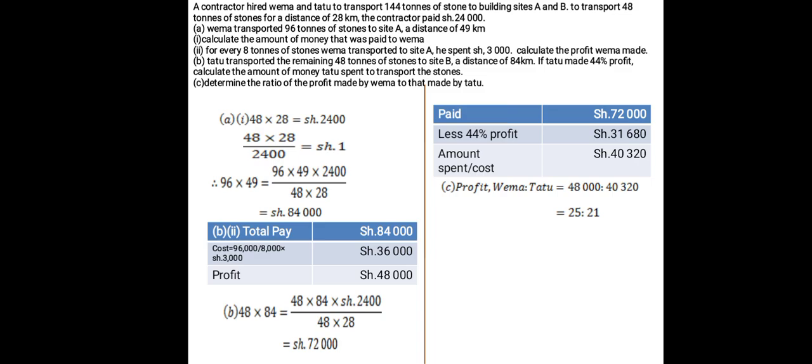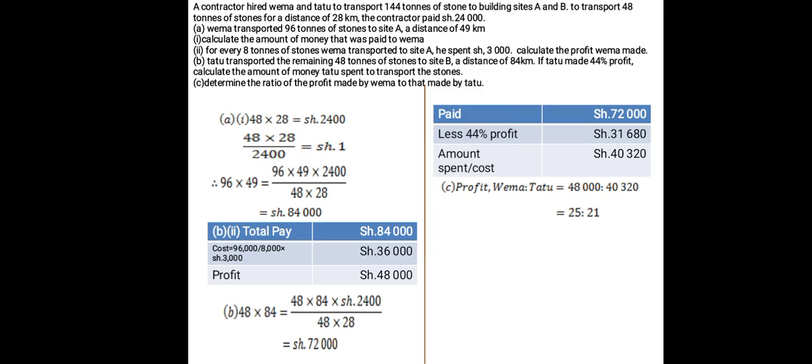B. Tatu transported the remaining 48 tons of stones to site B, a distance of 84 kilometers. If Tatu made 44% profit, calculate the amount of money Tatu spent to transport the stones. C. Determine the ratio of profit made by Wema to that made by Tatu.